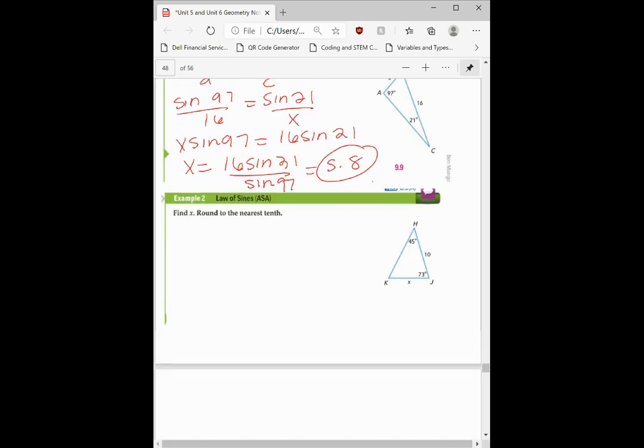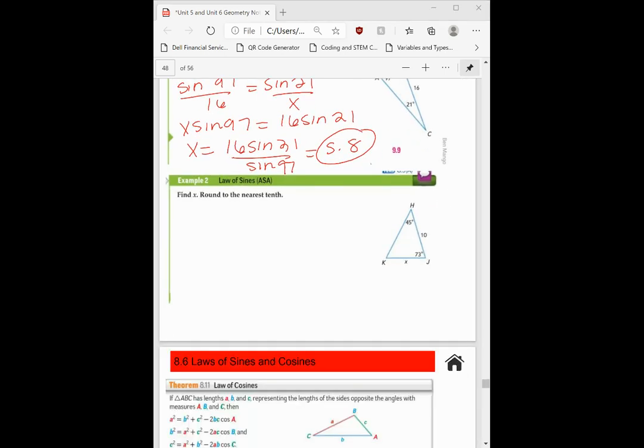Okay, let's look at example 2. In example 2, we are going to find the missing angle by doing 180 equals 45 plus 73 plus angle K, since that's what we're trying to find. So if I subtract these from 180, I get K is equal to 62. So this is 62.